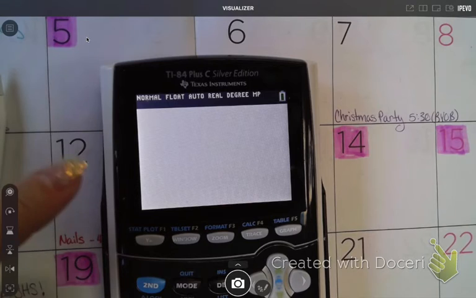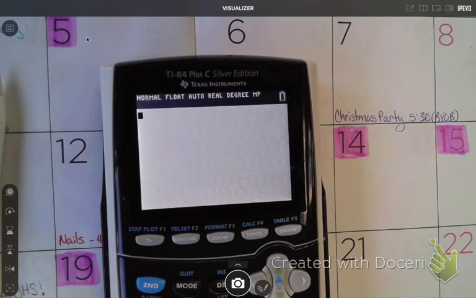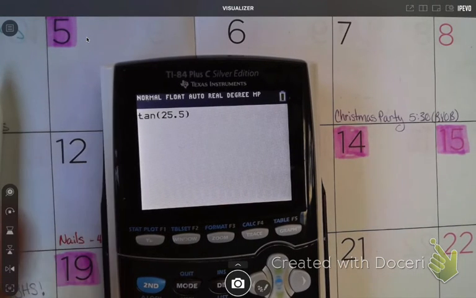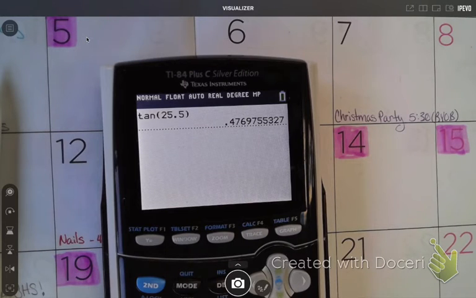We're going to put tangent of 23.5 degrees in. We put it in degrees, so all I have to do is hit tangent 23.5, and it knows it's already in degrees, and hit enter.